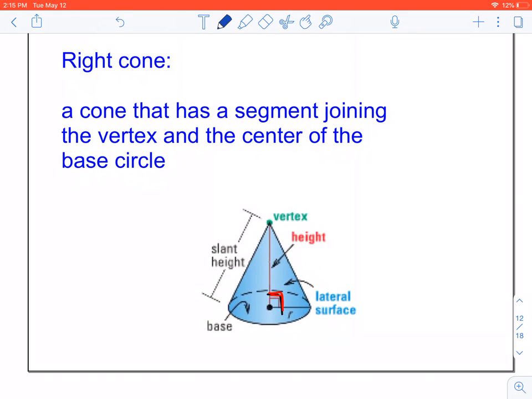A right cone, just like a right pyramid, means that vertex is going to come down and be perpendicular to the base. And it will also come right down in the middle of that base. Meaning, if I had the diameter, if I took half of it, I'll get my radius.